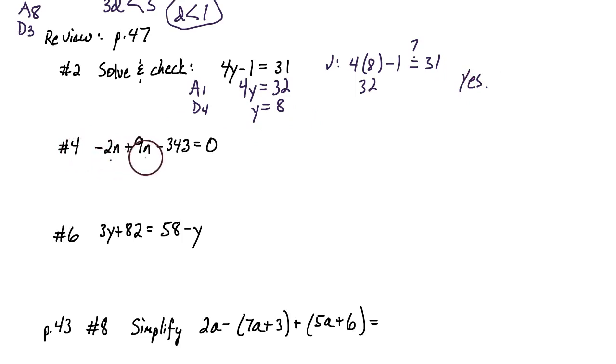Number 4, solve for n. Notice how there's more than one n term? So let's combine like terms. Negative 2n plus 9n is 7n. And copy the rest of the equation.